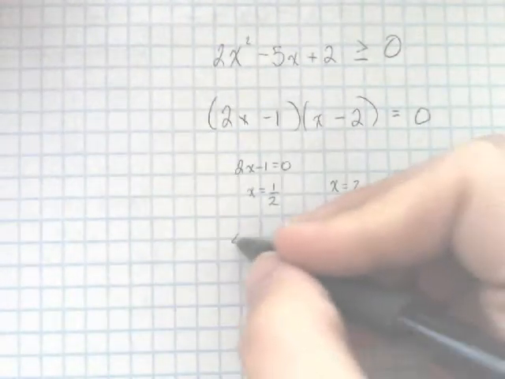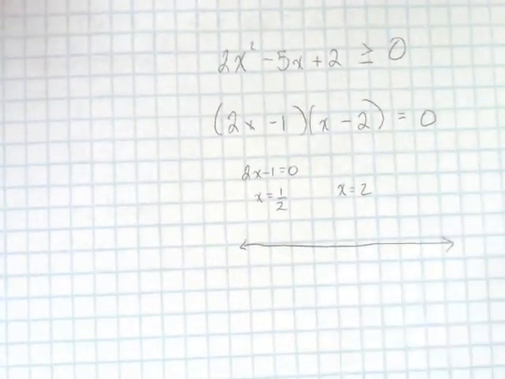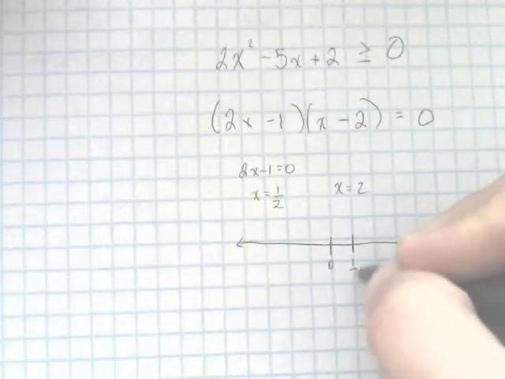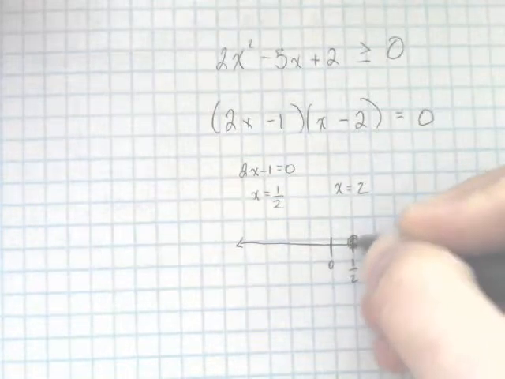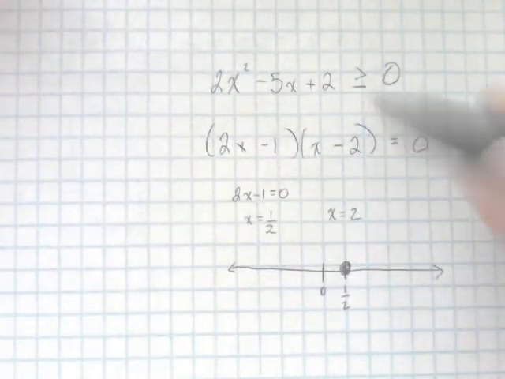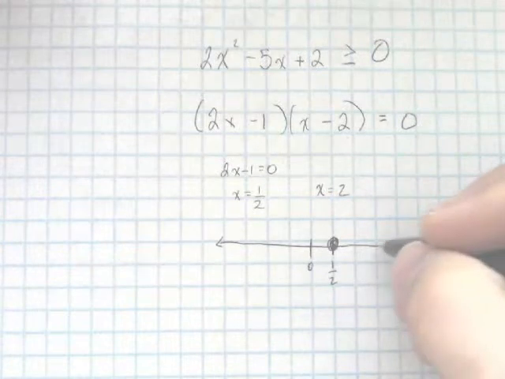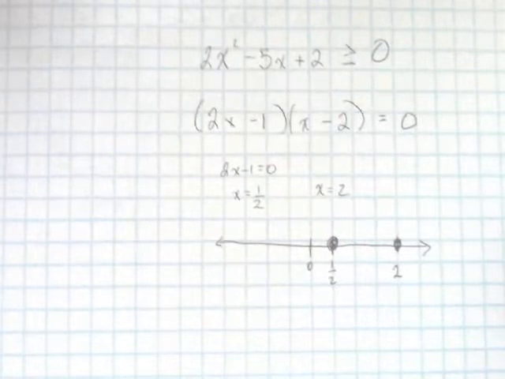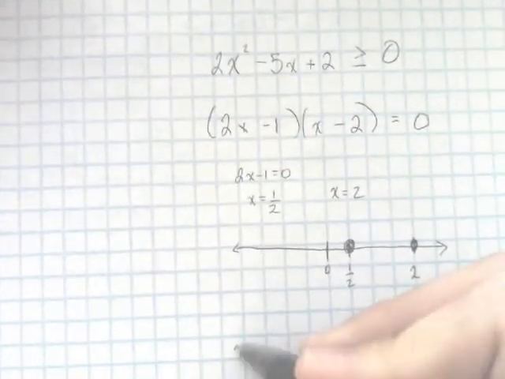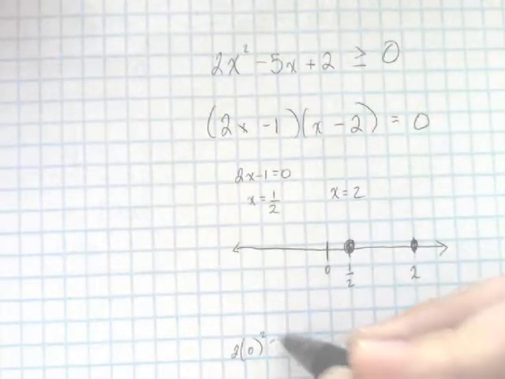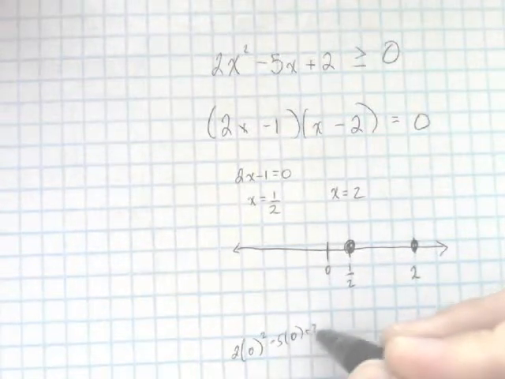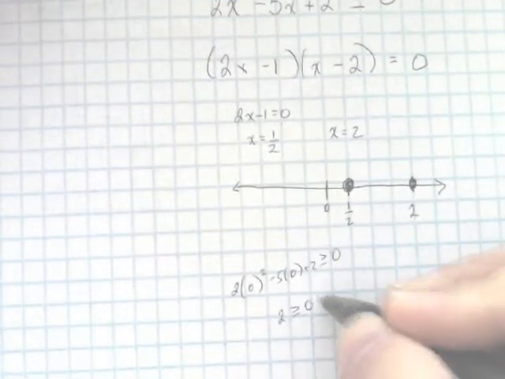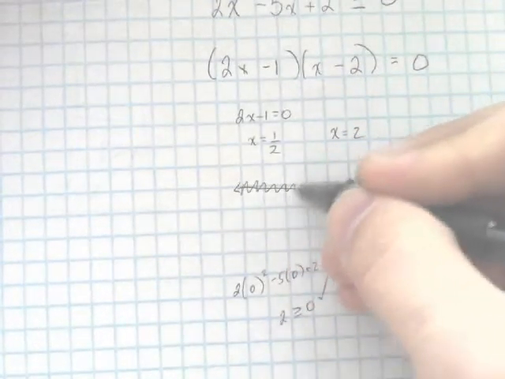Going to go to my number line. Okay, 0 on my number line, 1/2, closed circle, because it's or equal to, and 2, closed circle. Okay, I have three areas that I could check. Let's check the 0 first. 2 times 0 squared minus 5 times 0 plus 2 is greater than or equal to 0. 2 is greater than or equal to 0. That is true. So I'm going to shade outside here.